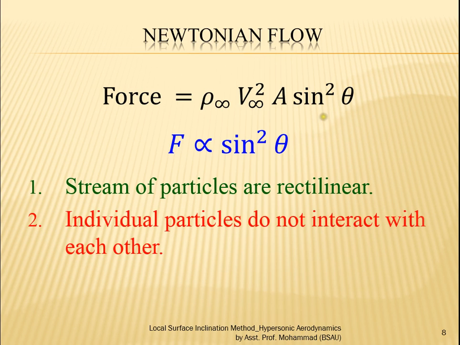The second assumption he made is that individual particles do not interact with each other. He completely ignored the mutual interactions of the particles, by which they may lose or gain momentum. He didn't consider that. This is the corollary of the first assumption: if they are all linear, there is no case of mutual interaction or collision.